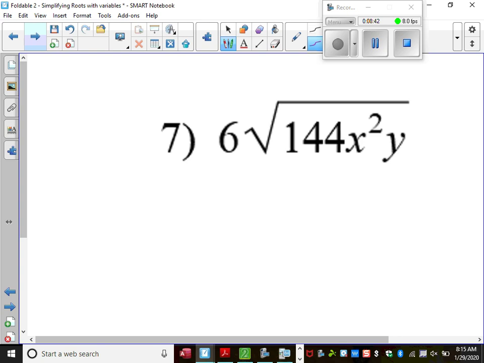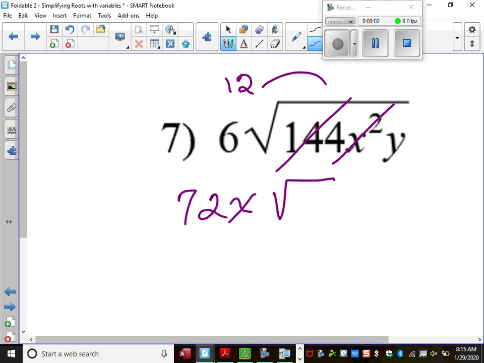Okay. 144 is a perfect square, right? What's the square root of 144? 12. So when I take that out and there's a 6 there, I'm going to multiply 12 times 6. What's 12 times 6? 72. X squared is perfect. What's 2 divided by 2? X to the 1st. And then I leave the y underneath the radical.